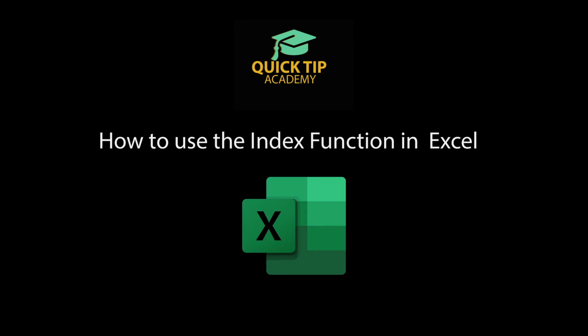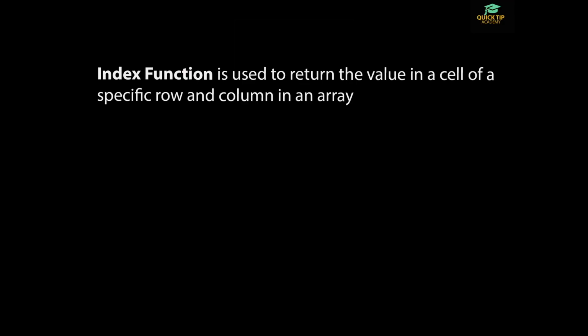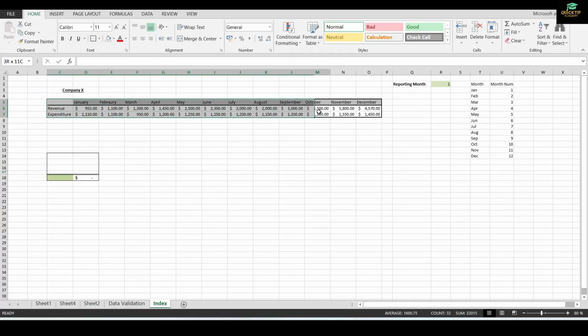Today we will learn a quick tutorial on how to use the index function in Excel. Index function is used to return the value in a cell of a specific row and column in an array. Displayed is a table containing the revenue and expenditure of a company X from January to December.